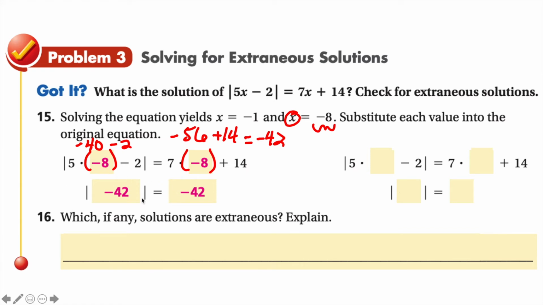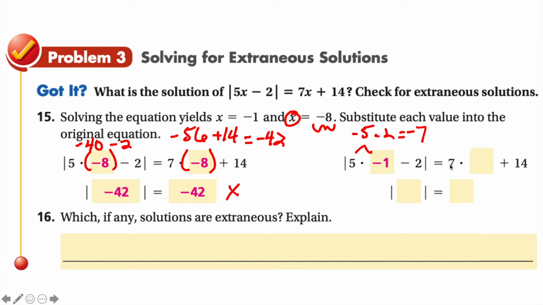But this side says the absolute value of negative 42. And absolute value can never be negative. So it doesn't look like this one actually works. Alright, so let's check out the negative 1 just to make sure that we have at least one solution. So 5 times a negative 1, which will give you that negative 5, minus the 2, which will give you a negative 7.